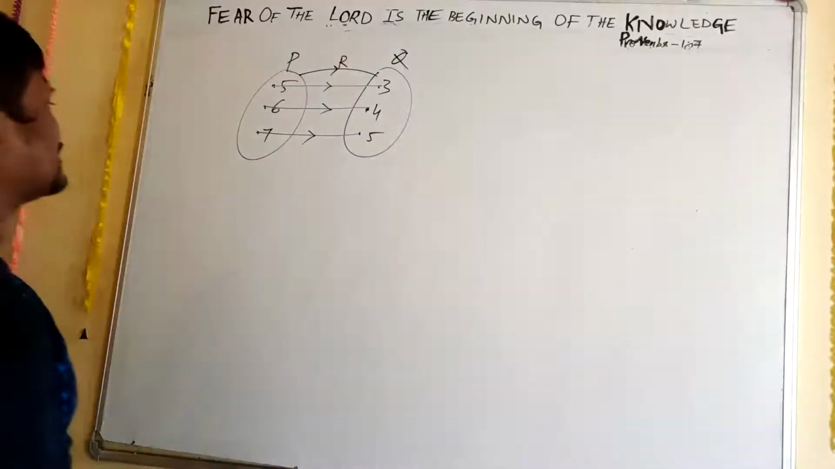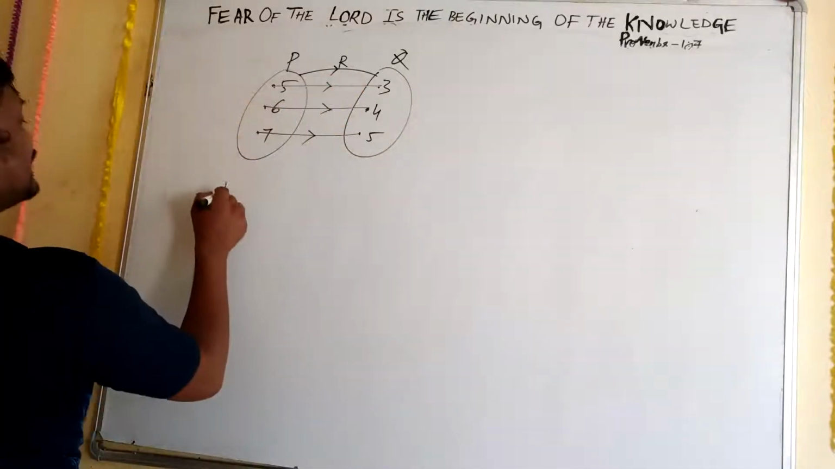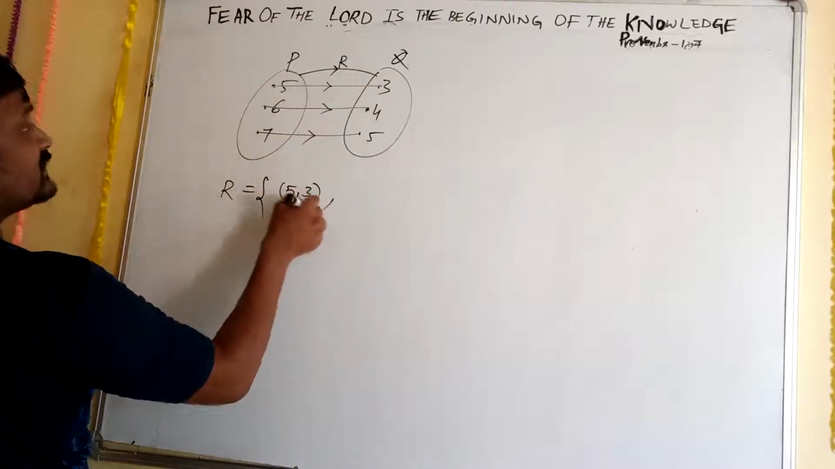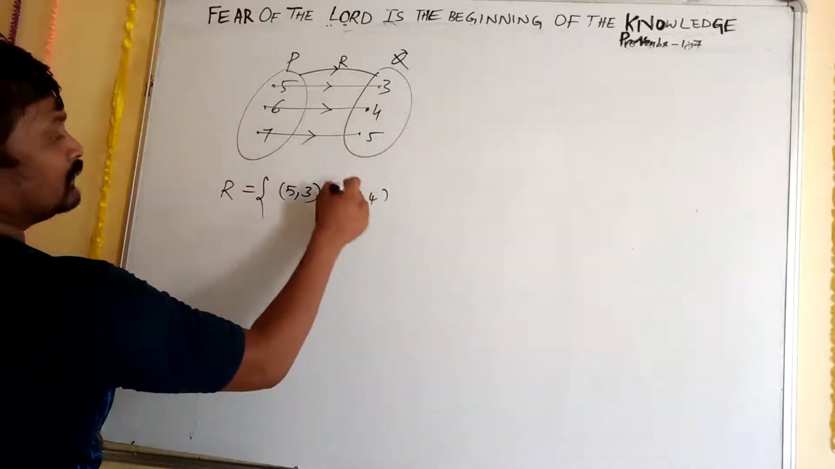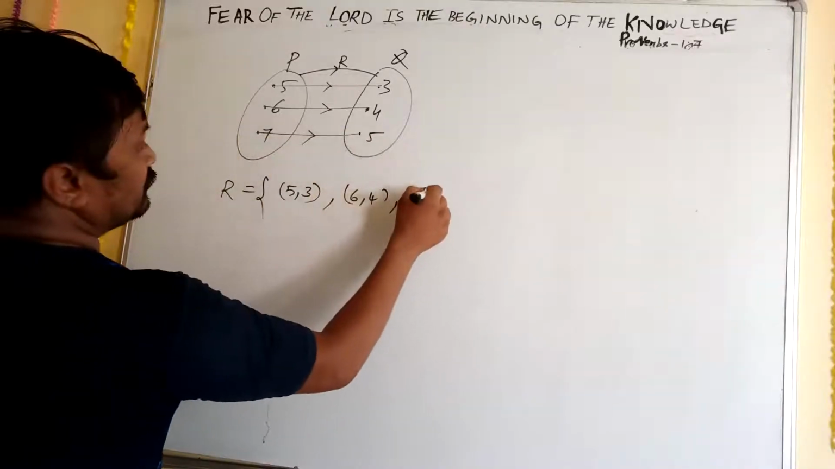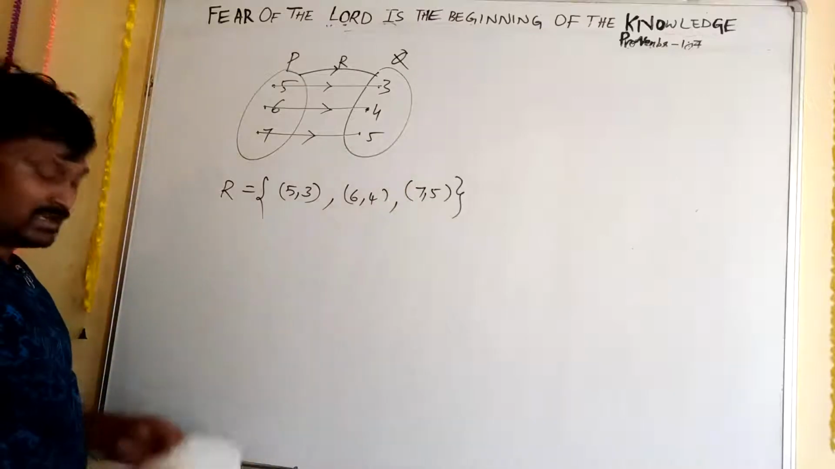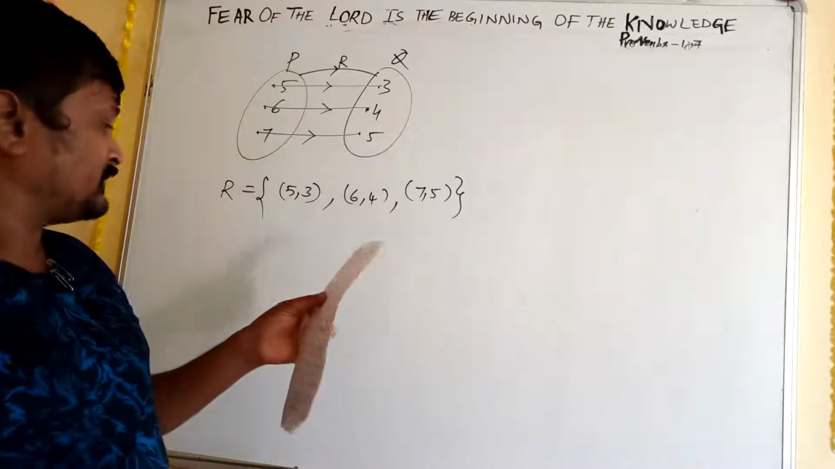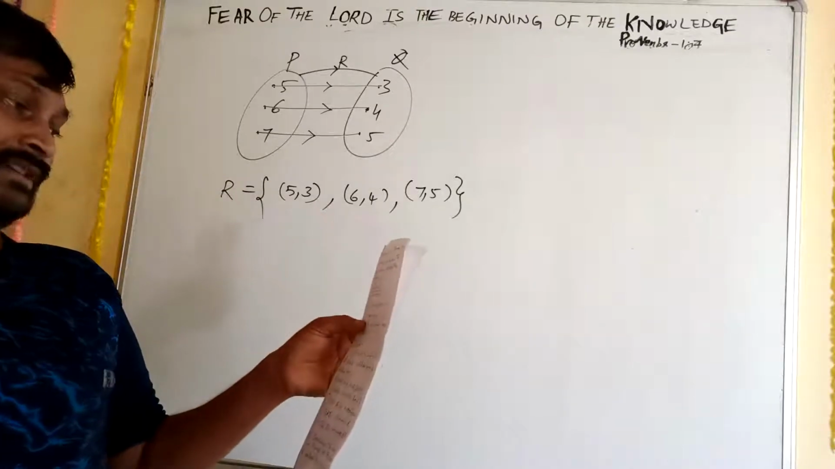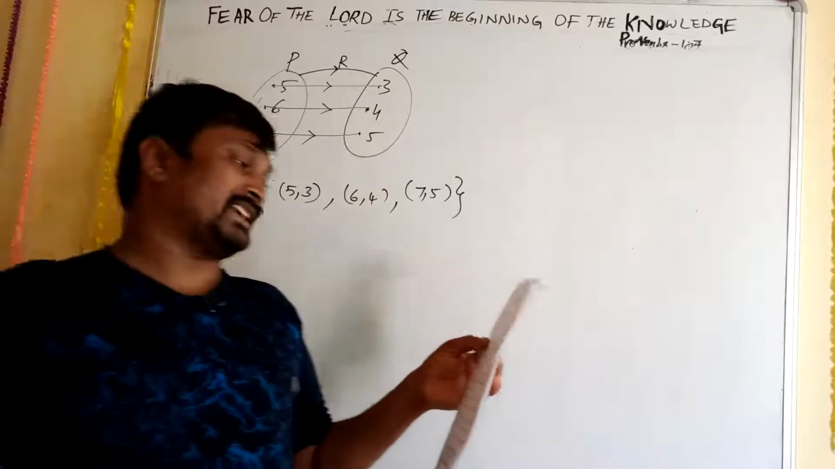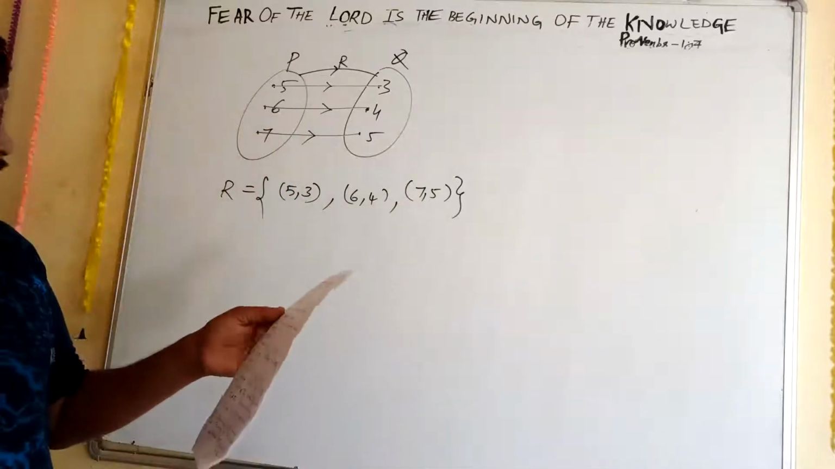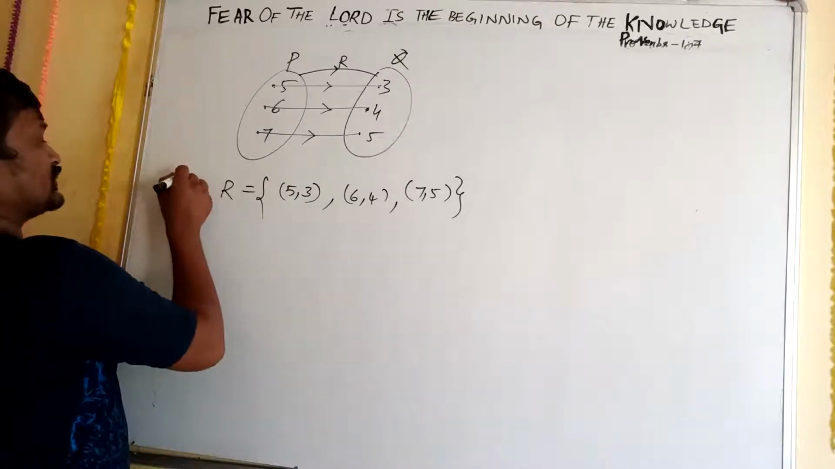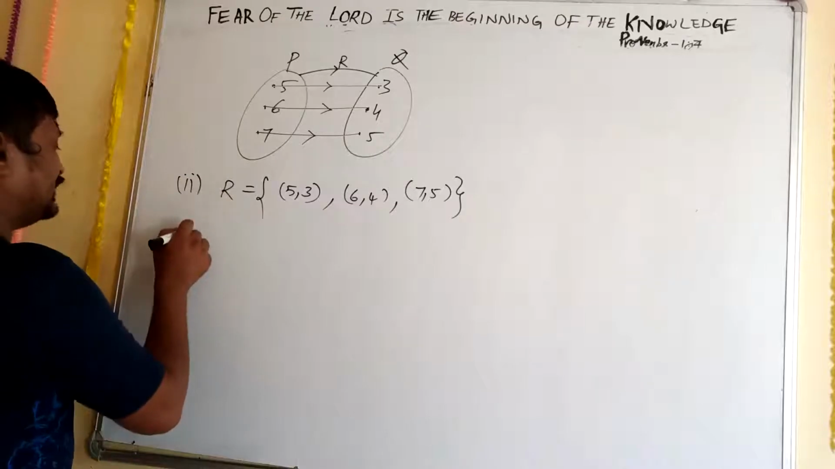So first we need to write in set builder form. It is very easy. So R is equal to 5 3, next 6 4, next 7 5. Written relation. After writing the relation, what is given? So the second one is roster form. First they said write this relation in set builder form, and the second one is roster form. So I have written the answer for the second one, roster form.